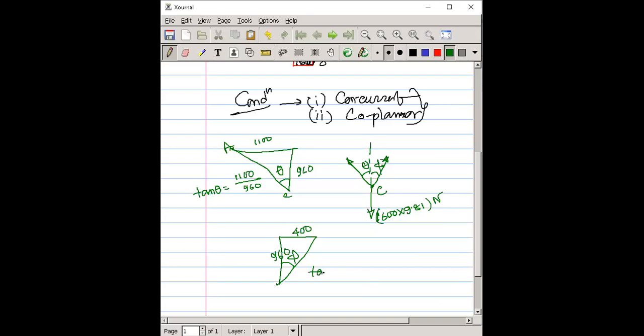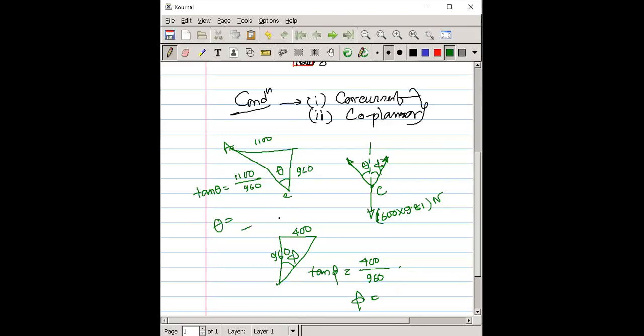So tan phi is 400 by 960. So can anybody calculate and tell me the magnitude of phi and magnitude of theta? How much is it? Tan inverse of 1100 by 960. This is tan inverse of 400 divided by 960. So please tell.